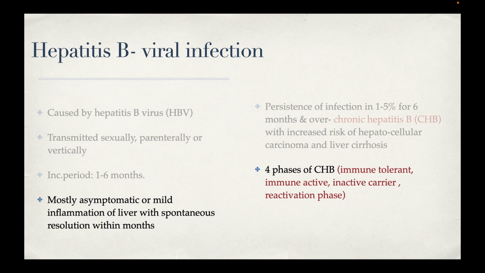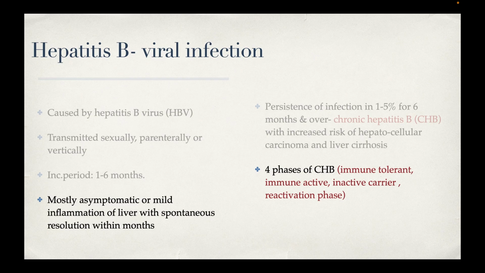In the immune active phase, as the name implies, this stage occurs when the person experiences an elevation or fluctuations in the ALT as well as the hepatitis B viral loads. These people have active liver inflammation together with the presence of hepatitis B E antigen. The hepatitis B E antigen, as we are going to see, is a marker of the level of infectivity of the patient, and it indicates active infection.